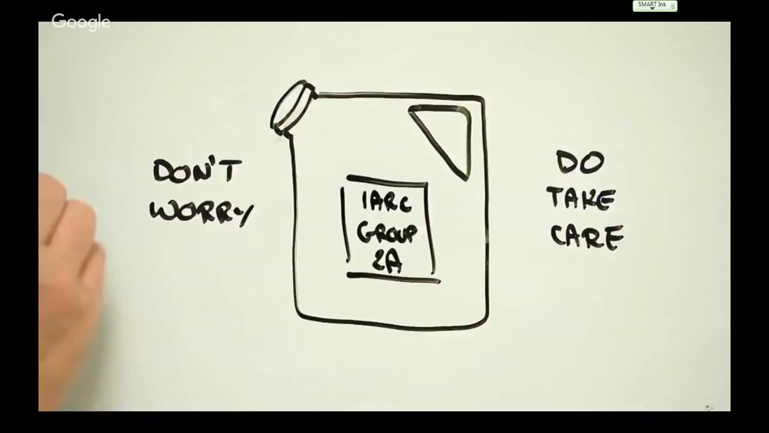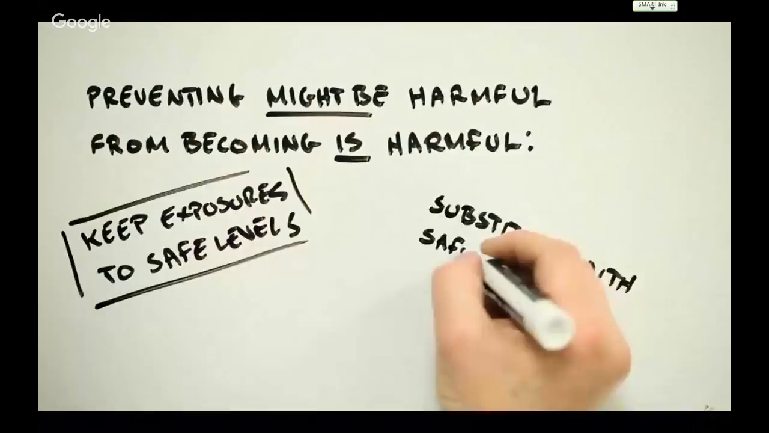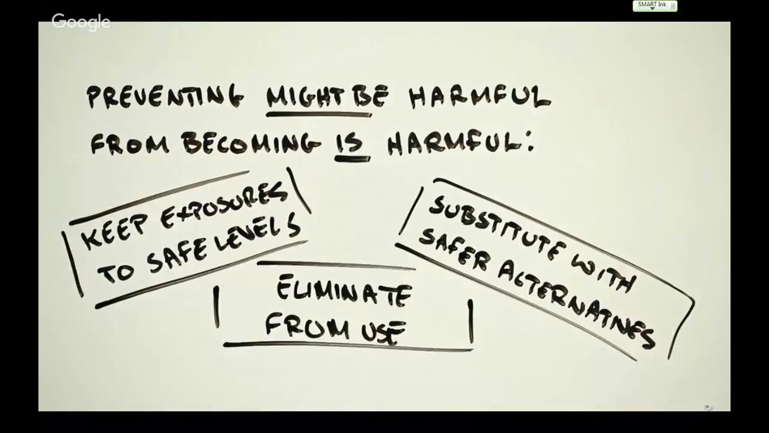The real challenge, and this is where risk assessment comes in, is working out how to prevent that might be from turning into an is. Either by keeping exposures to safe levels, replacing the substance with something less harmful, or getting rid of it altogether. That, though, is a decision that needs more information than just the IARC assessment can provide.